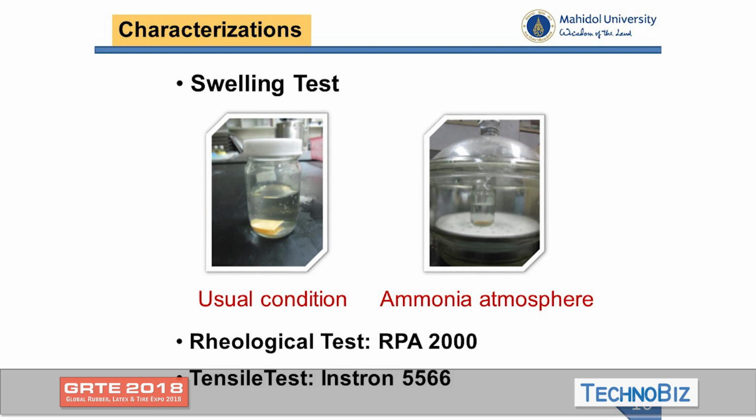ionic crosslink. So, by the use of the calculation of the difference between crosslink density obtained from usual condition and ammonia condition, the content of the ionic crosslink can be observed. And the rheological test was performed by the use of RPA 2000. And then the mechanical properties were measured by the use of the tensile test.